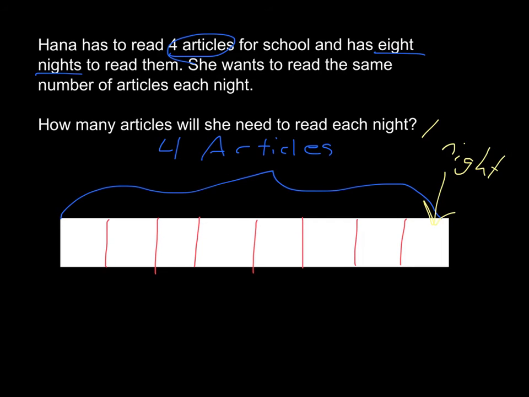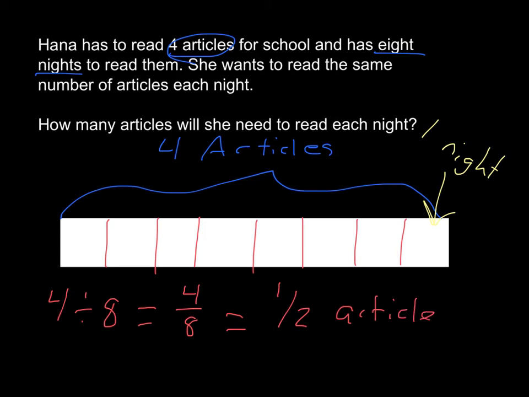When I look at this problem, I see again that I have 4 articles that I am dividing over 8 nights, which means I have 8 nights to read them. So what I did is I took my tape diagram again and said that I have 8 nights, so each rectangle inside here represents 1 night, and I need to divide these articles by those 8 nights. Okay, so what I'm doing here is I have 4 divided by 8, which is the same as 4/8, which when I simplify it, I have 1/2. So I have 1/2 of an article each night.